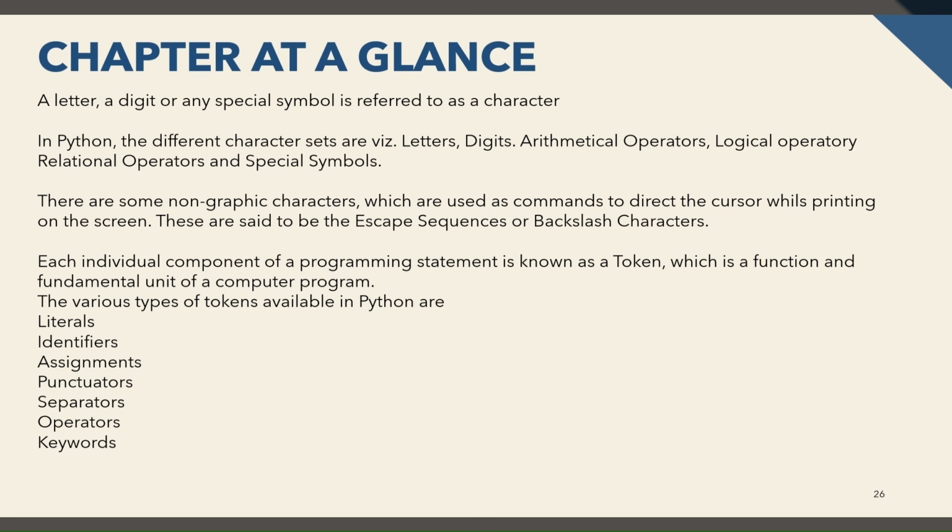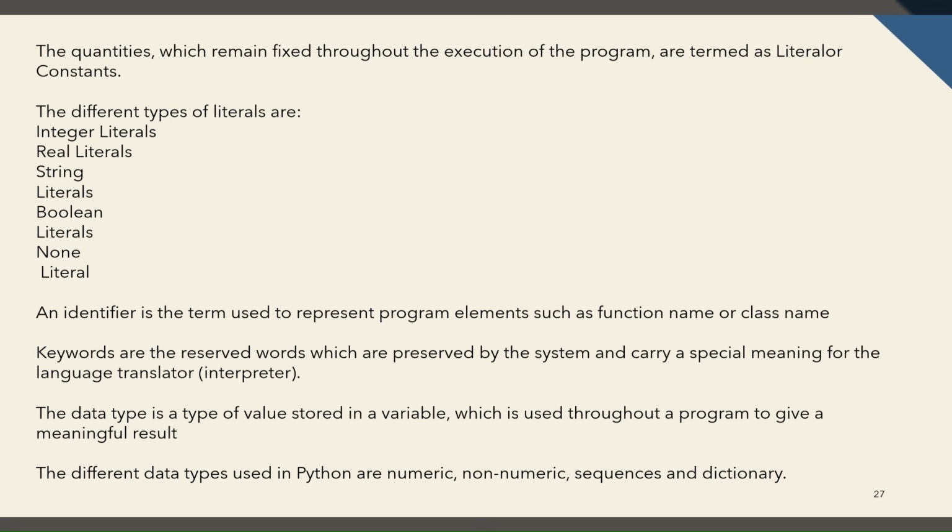A letter, digit, or any special character can be represented as character. In Python, we are using various character sets: letters, digits, arithmetical operators, logical operators, relational operators, and special symbols. There are some non-graphic characters which are used to command cursor while printing, and these are called special sequences, or you can say escape sequence or backslash characters. And the smallest individual unit of a program is token. There are various tokens available in Python, which are literals, identifiers, assignments, punctuators, separators, operators, and keywords.